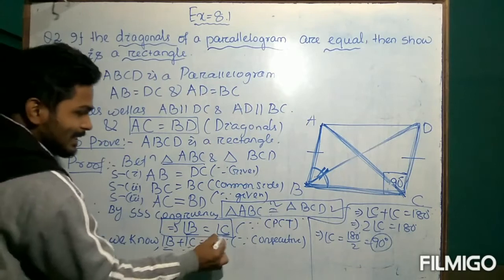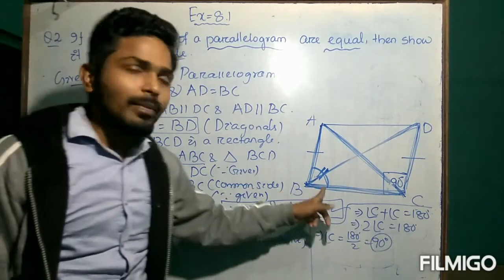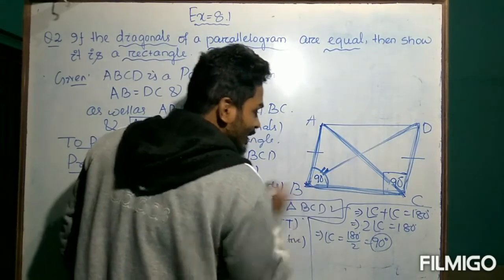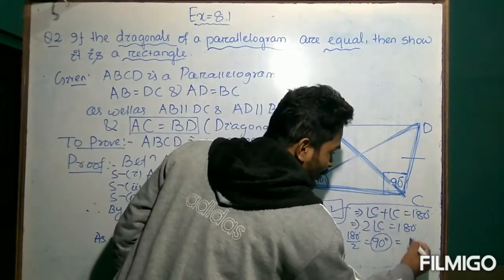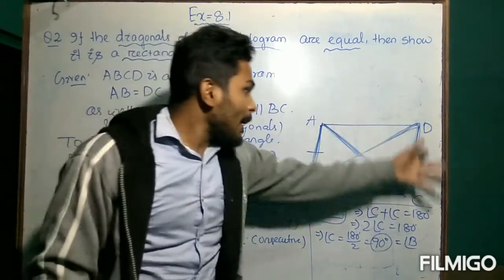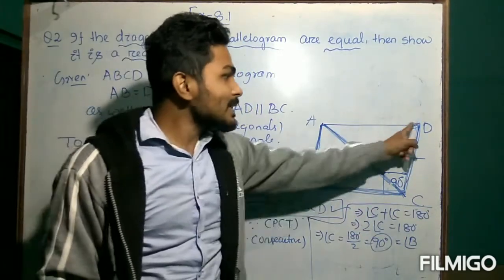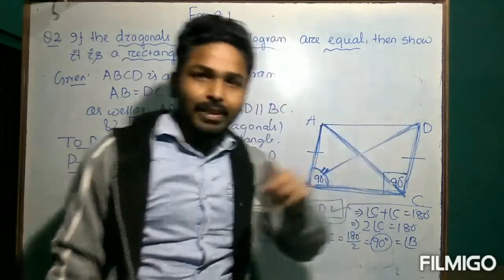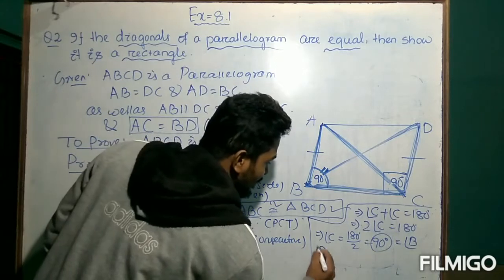Already we know angle C is equal to angle B. Then what will be the value of angle B? It must be 90 degrees. So we can write angle B is 90 degrees. Clear? Again, for a parallelogram, the opposite angles are equal. If it is 90, then angle D is definitely 90. So you can write D is also 90.